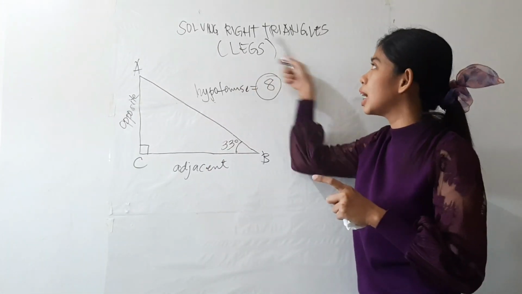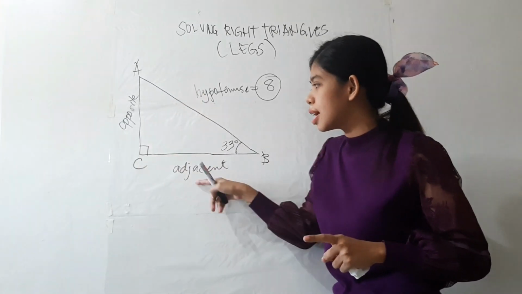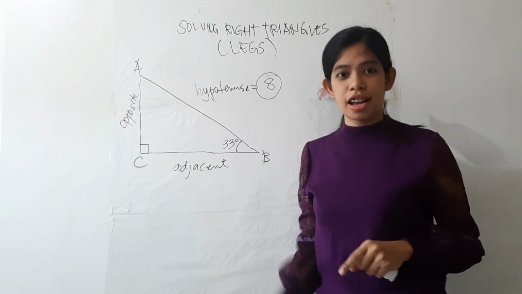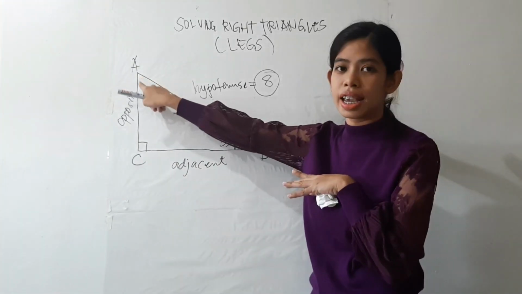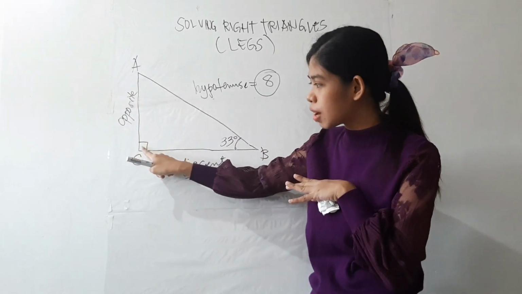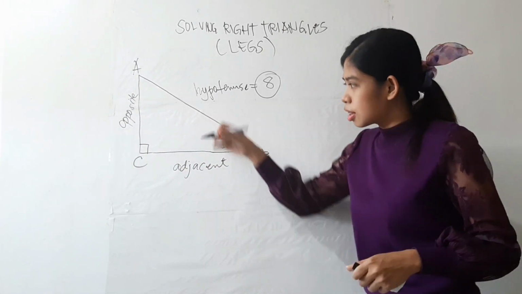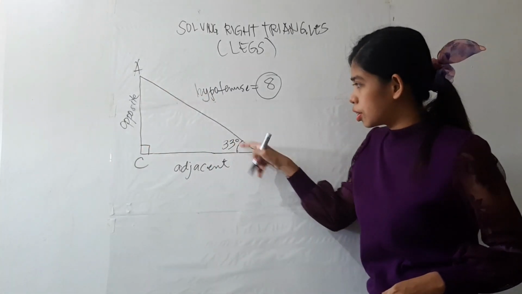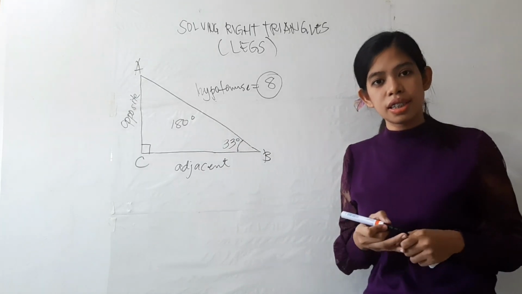When we say solving right triangles, it means looking for the measure of all the sides and all of the angles. Okay? Now, the easiest thing to find out here is the measure of angle A. Why? Because the measure of angle C and angle B were already given. And again, the total measure of the interior angles of a triangle is 180 degrees.